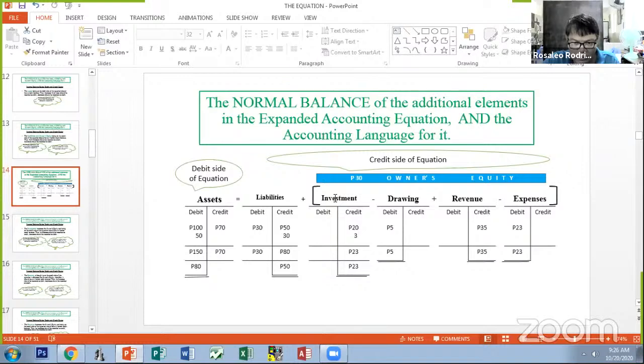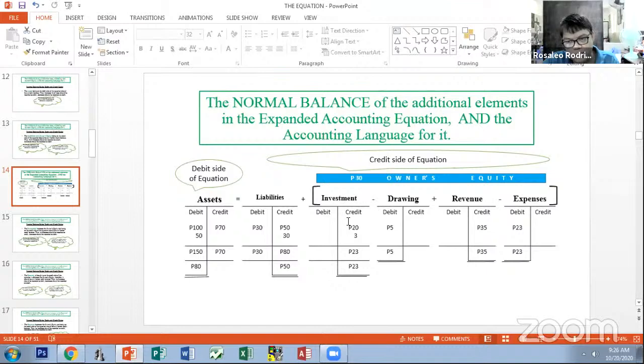Investment is about the capital inflow from the owner to the accounting entity. So there is an increase in the owner's equity. Capital investment by the owner to the business increases the owner's equity. So the sign is positive. It's an increase. So the normal balance of an investment account, or an investment variable element of the expanded equation, should be credit because it increases the owner's equity. Owner's equity is a normal credit balance.